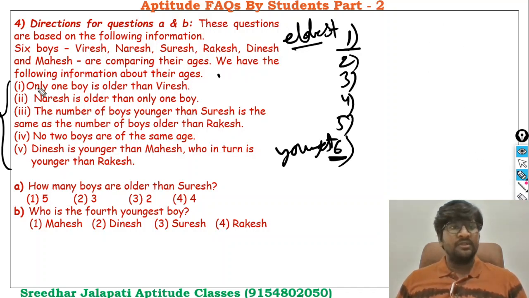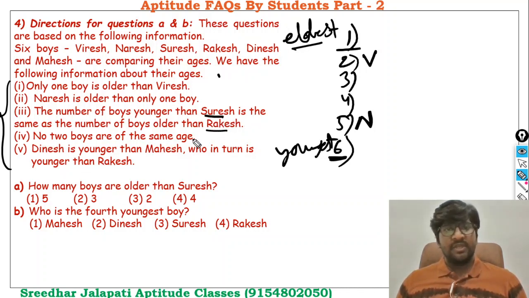Now, let us read the information. Only one boy is older than Viresh. That means there is only one boy who is older than Viresh, in the sense he is second. As there is only one boy older than him, he is second in my notation, as the eldest is first. Naresh is older than only one boy. That means Naresh is 5th. Next, the number of boys younger than Suresh is the same as the number of boys older than Rakesh, but this information has nothing to do with what I have so far, because I don't know the rank of Suresh or the rank of Rakesh, so I will come back to this point later.